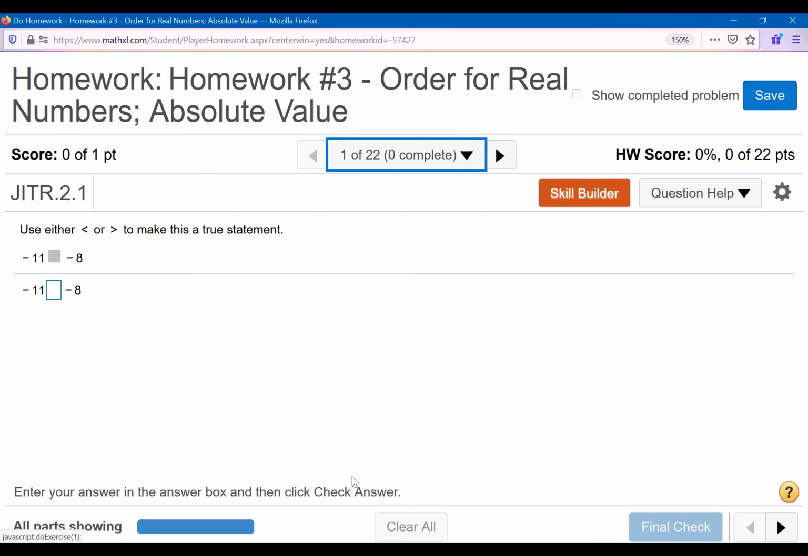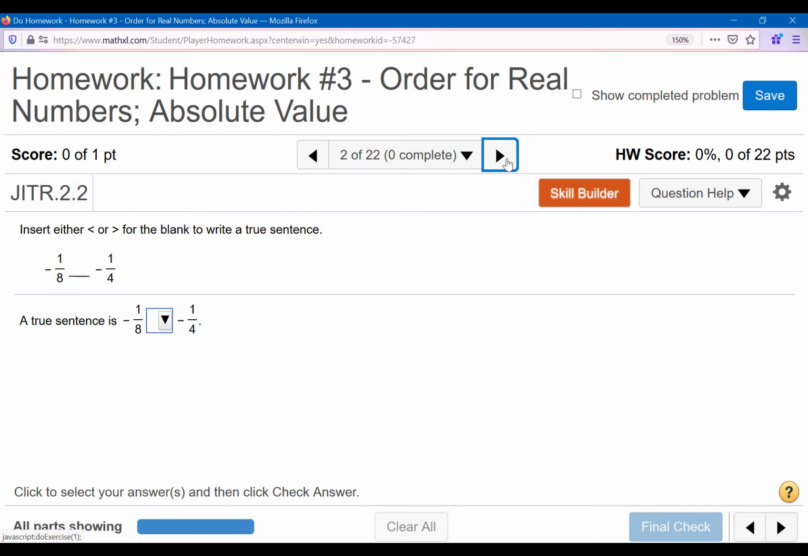All right, so here we are looking at homework number 3. There's 22 questions. They start off with a lot of less than and greater than questions here. I wanted to skip ahead to maybe some slightly harder problems with fractions. Here's number 2. I think we can do this one fairly quickly. Insert either less than or greater than for the blank to write a true sentence. So this one is -1/8 and -1/4.